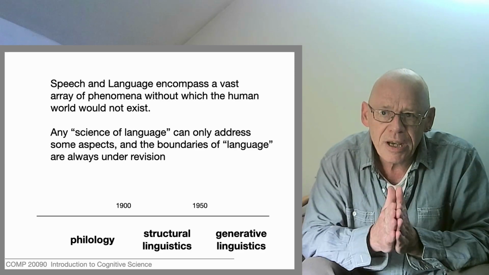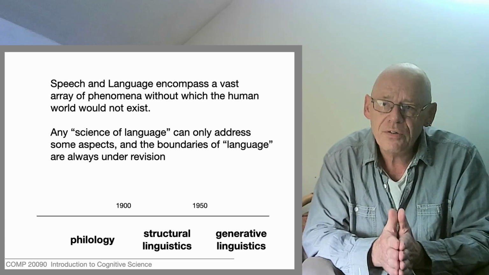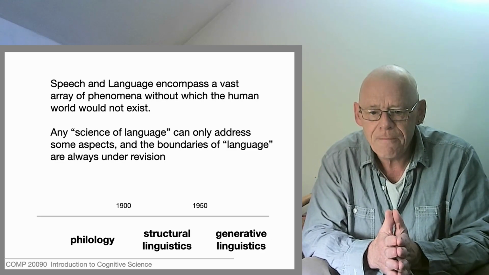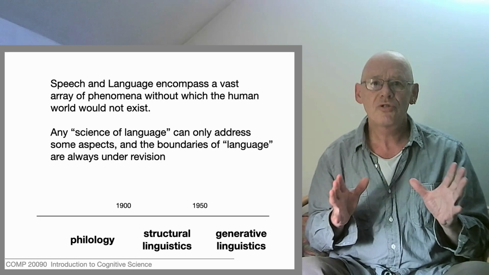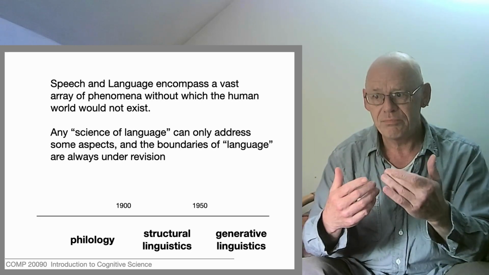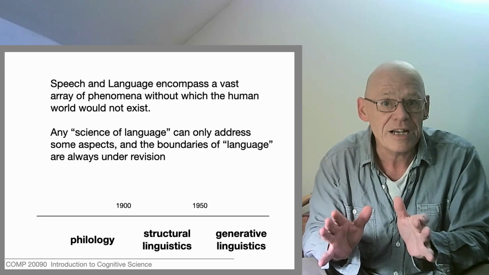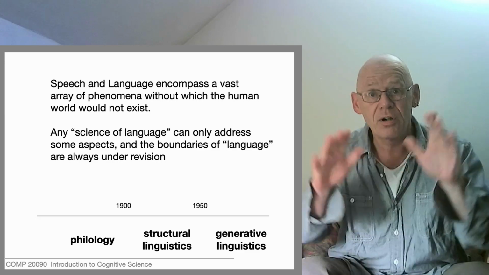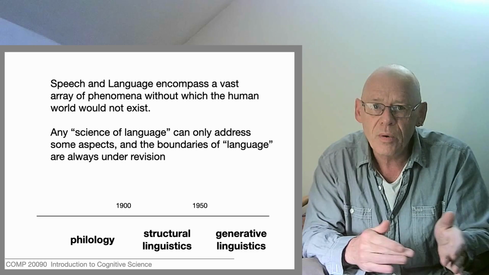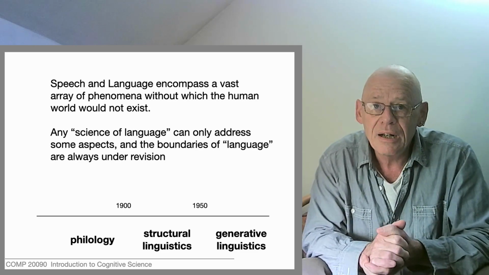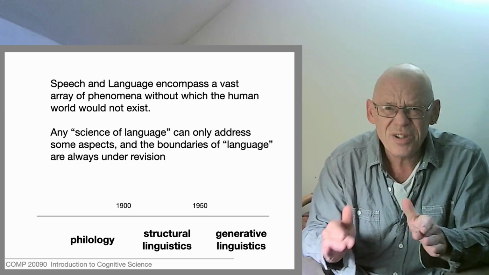So, as we begin to find out how scientists go about their business here, we must realize that any science of language can only choose to look at a limited number of aspects of everything that falls under this heading at once. So the science of language is always partial, and what we mean by language is always somewhat a little bit uncertain.